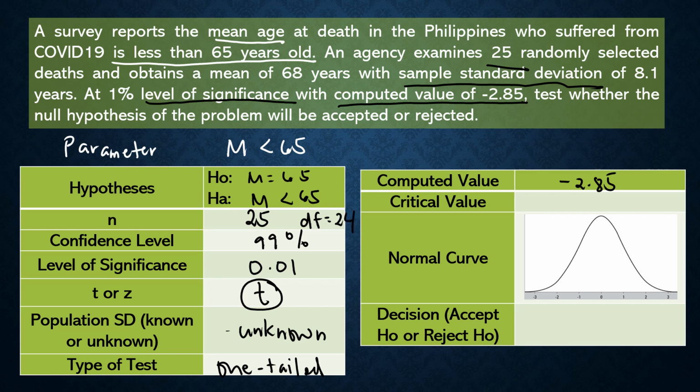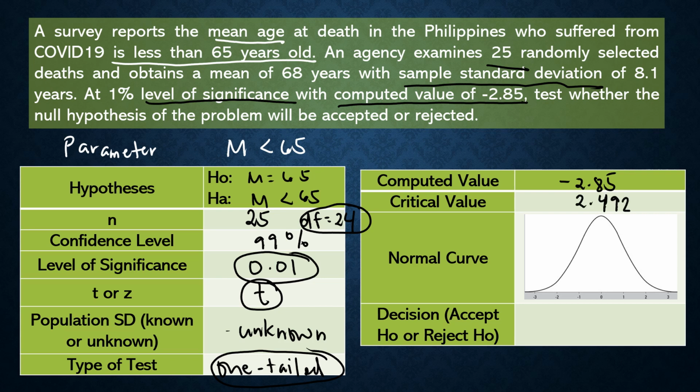So, take a look at df 24, one-tailed, and 0.01. You're going to take a look at df 24, one-tailed, and level of significance, which is 0.01. As you can see, the critical value is 2.492.